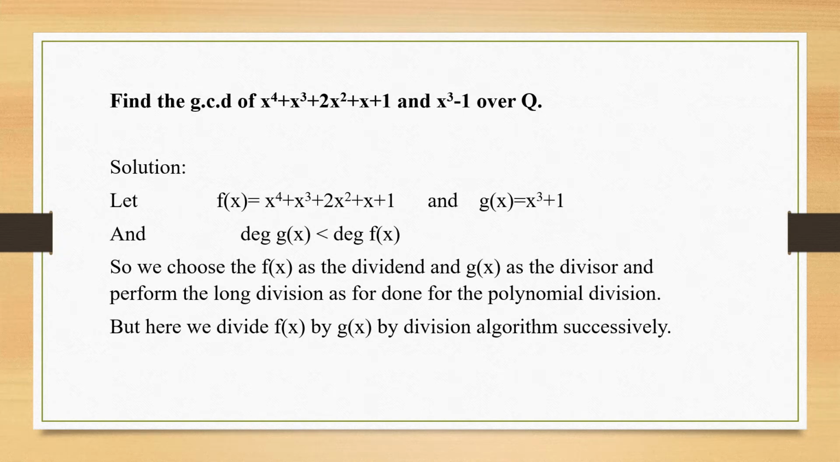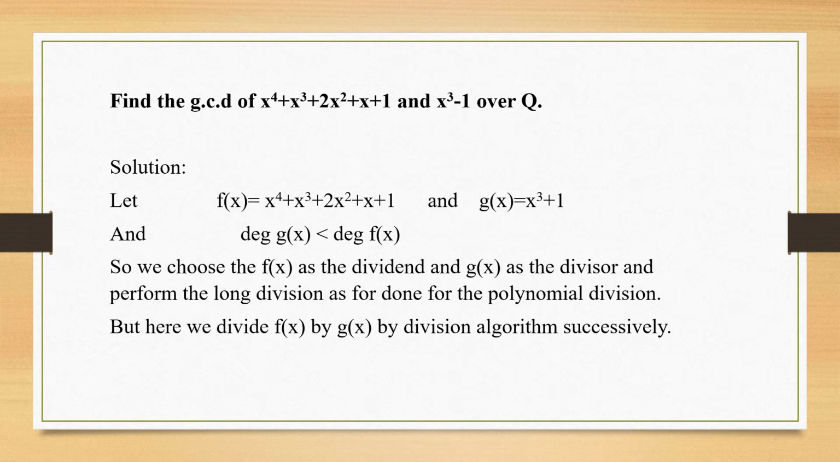So let's have a problem. Find the GCD of x raised to the power of 4 plus x cube plus 2x square plus x plus 1 and x cube minus 1. First, before getting on to the problem, you should understand the question. What are they asking you to find? They are asking you to find the GCD, that is, the greatest common divisor. They have given you two polynomials.